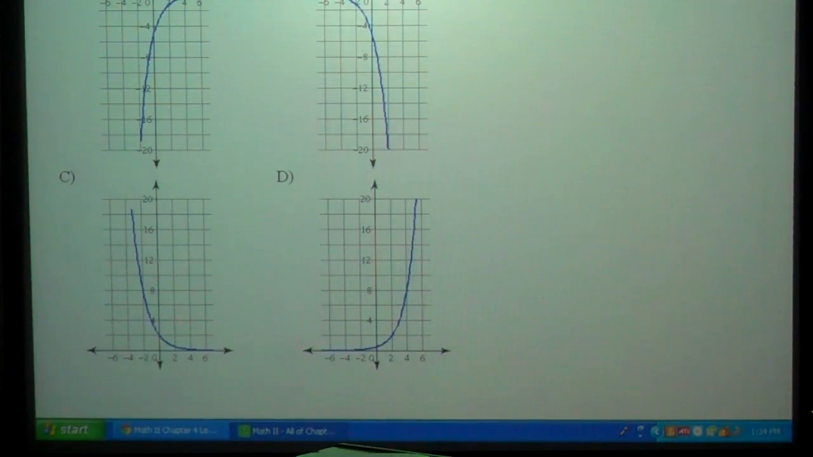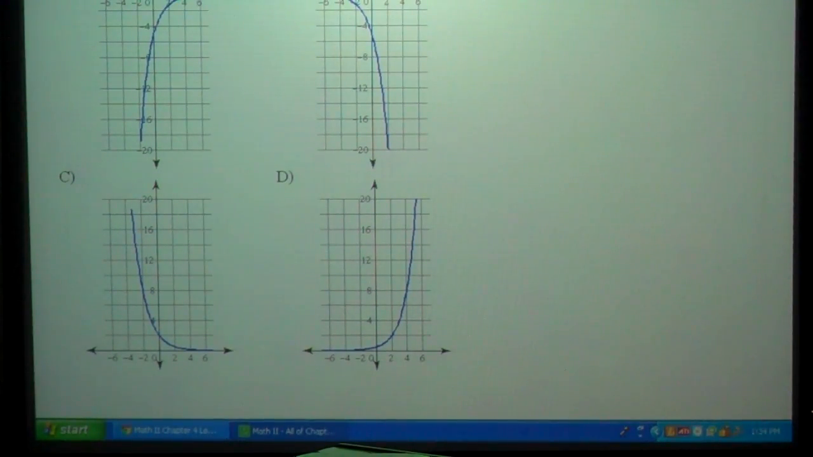Alright, here's number 2. I won't talk so much on number 2. Push pause, because I'm fixing to show the answer. Here's the answer now. B, again, is also the answer. This is exponential growth, but this time it's inverted because that's negative. That means it's down like this.